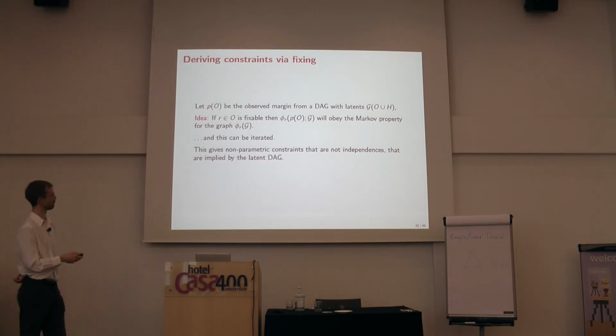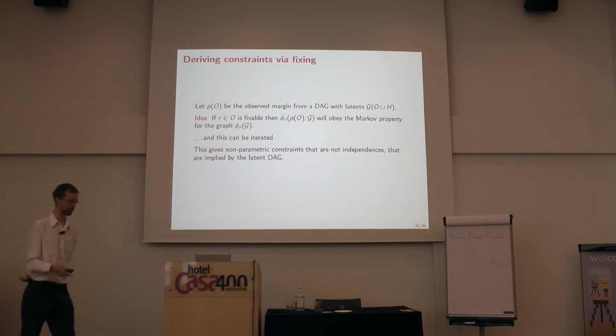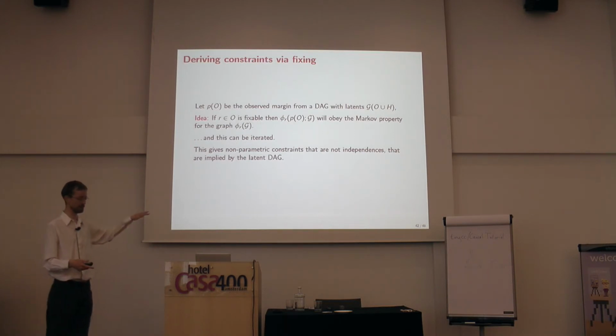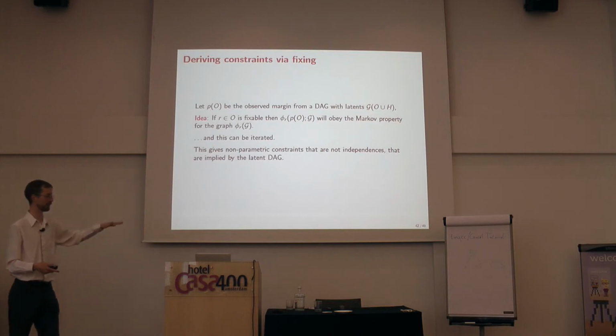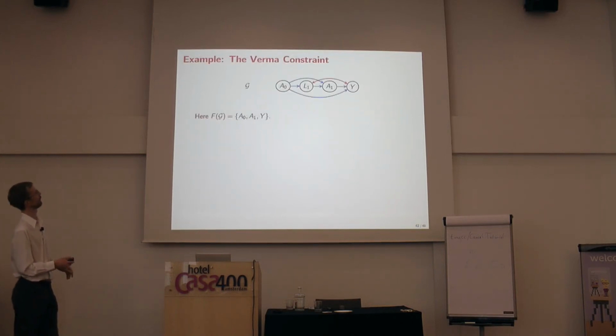So basically, this gives a way to read off non-parametric constraints that do not correspond to conditional independence in the original distribution, but they do correspond to conditional independence in these distributions obtained by this fixing operation, by dividing by conditional densities. So for example, here, it's the Verma constraint.